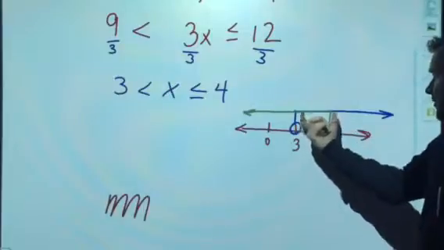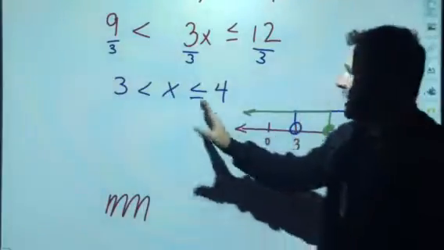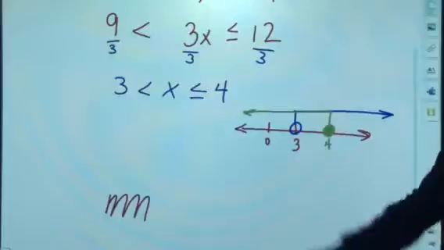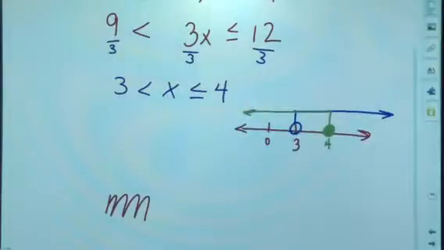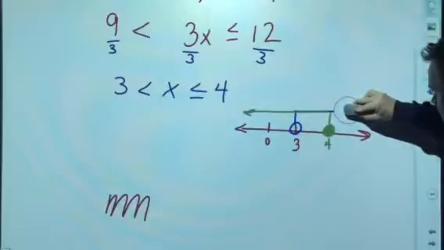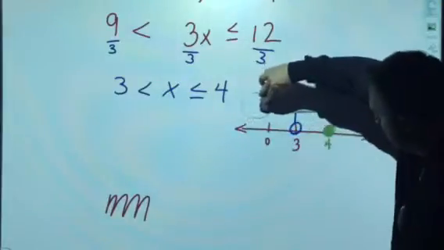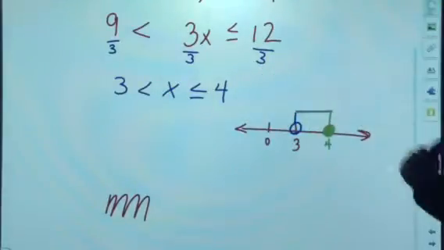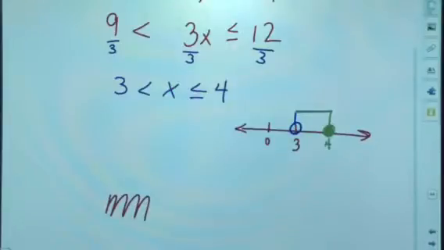This little tiny part right here is the only spot where a value for x would be true for both inequalities, the compound inequality. So what we're going to do is clean it up a little bit. There and here. That's what your final graph would look like. Okay, let's try one more.